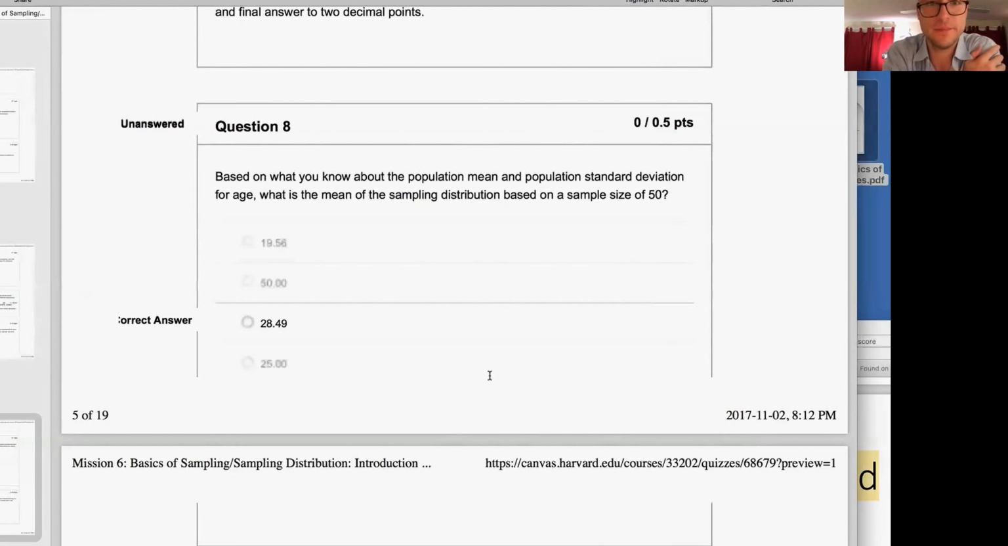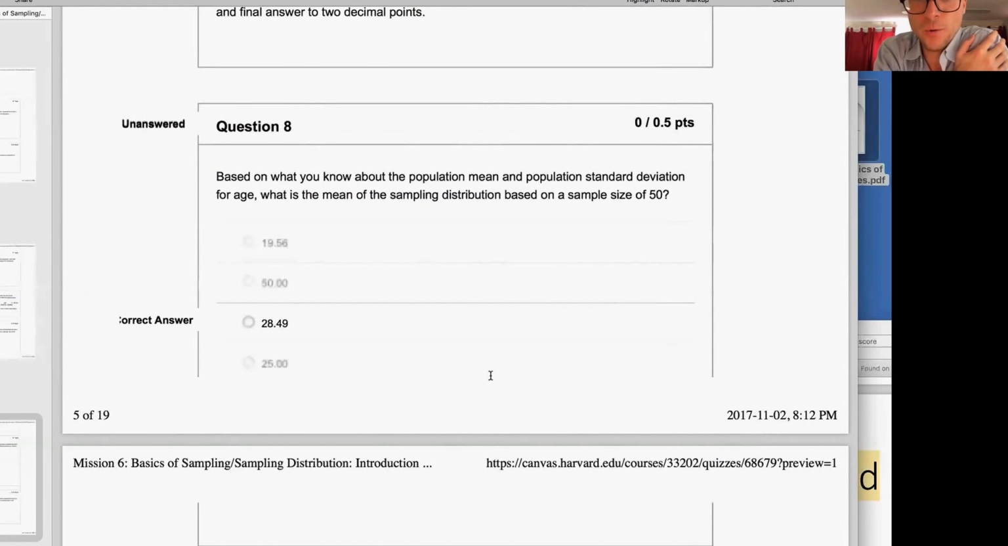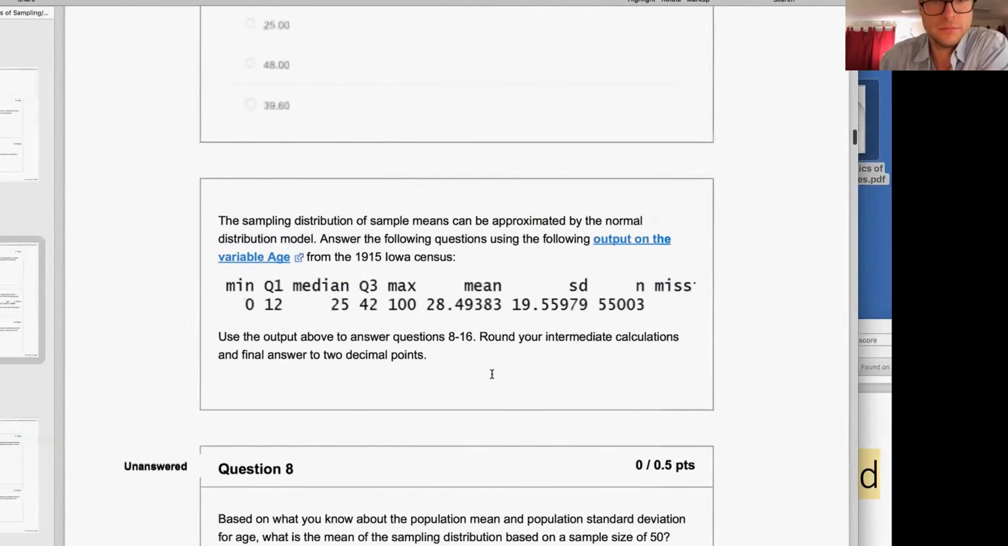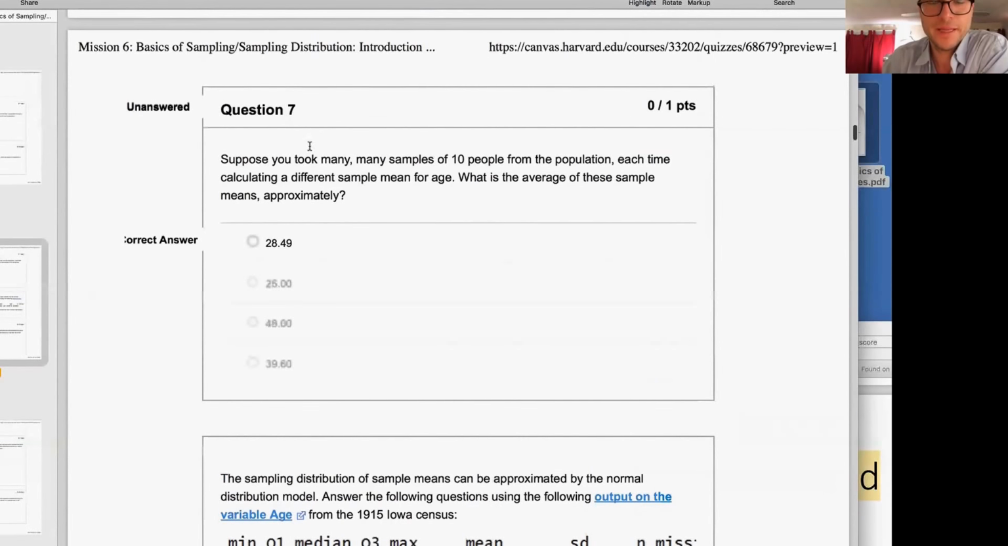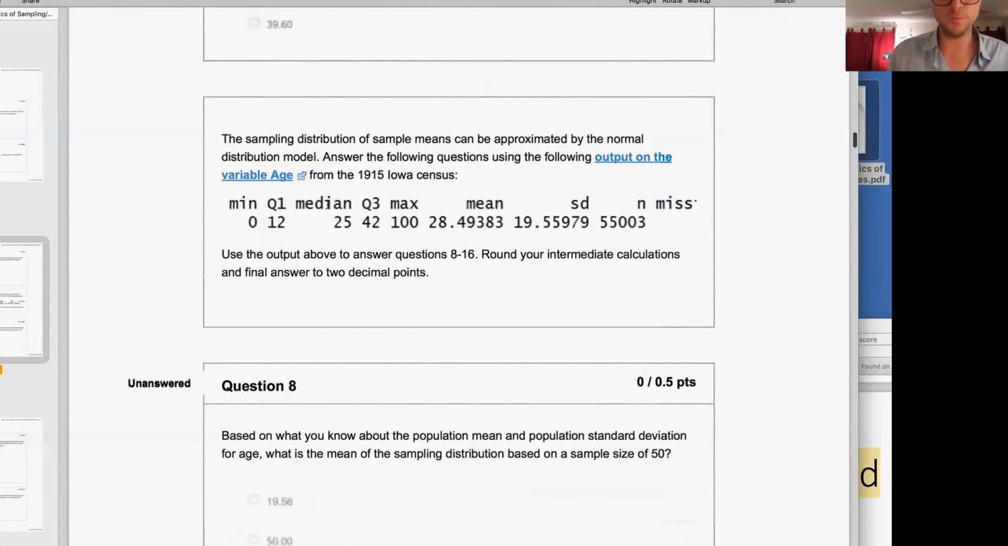Hold on for a second. Yep, there we are, question 8. That's because the point of this question is to make the point that when you know the population mean and population standard deviation, you know, wait. Did I say that? Oh yeah, okay. Yeah, sorry. For question 7, the average of means when the sample size is 10 is going to converge, is going to be right on the population mean. It's going to be on mu.